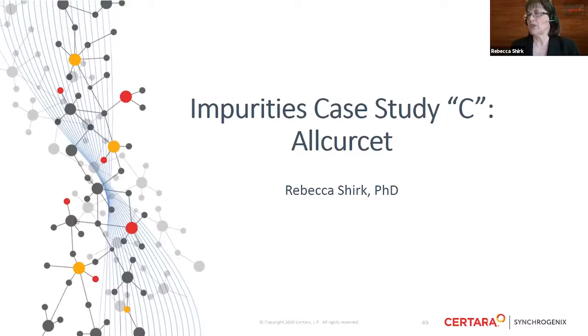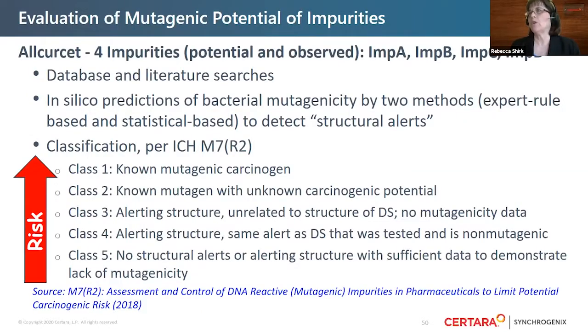Our last case study is for a drug that we'll call Allcurcet. Allcurcet had 4 observed and potential impurities that we'll call impurities A through D. The structures were known, and so database searches and literature searches were conducted. In addition, in silico predictions for bacterial mutagenic potential were evaluated using 2 methods, the expert rule-based and the statistical-based methods, to look for structural alerts, that is, molecular structures that are associated with mutagenic activity. According to the ICH M7 guidance, the impurities can be classified with respect to their mutagenic and carcinogenic potential as class 1 through 5.